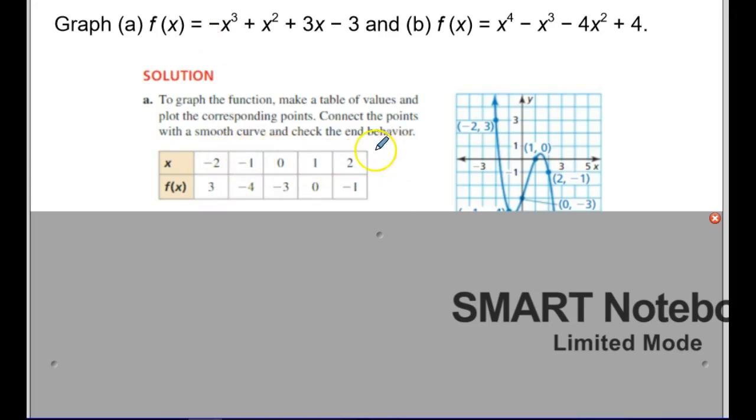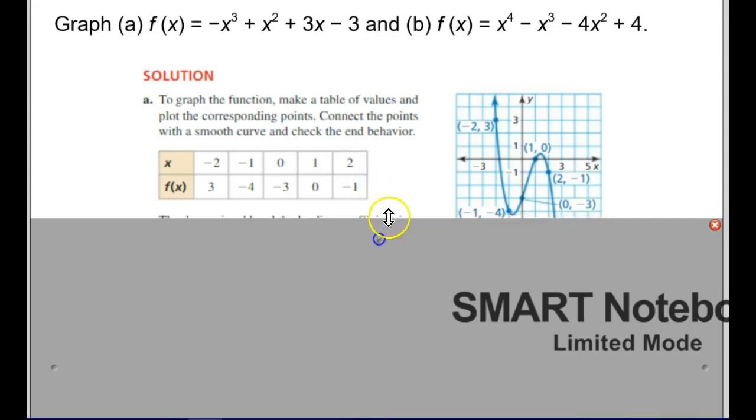And generally these are pretty good numbers to use. They're generally pretty simple, so then I can connect them. And I always want to just double check my end behavior. So for this one, I see that it's odd, so one will be up and one will be down. And my leading coefficient is negative, so as I read from left to right, it will be going down. So I start up and I go through my points and I end down.